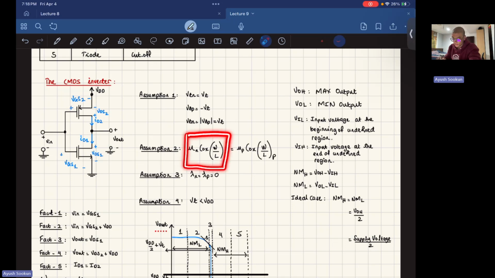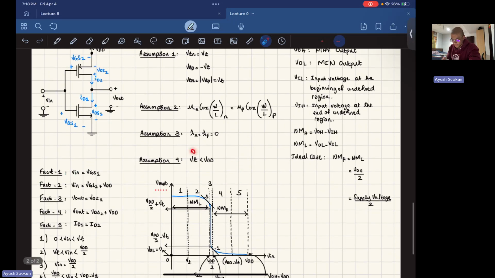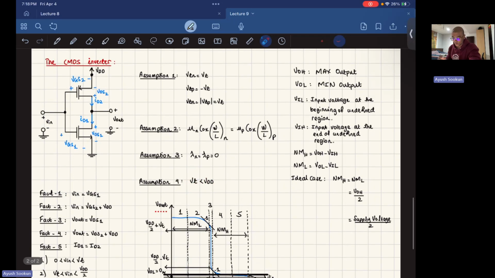These MOS characteristics for the NMOS are equivalent to the same characteristics for the PMOS. Same thing here for the lambdas. And then VT is much less than VDD. So your threshold voltage is going to be much less than VDD, which is the DC voltage that you're going to feed your PMOS and your NMOS. So basically your CMOS circuit.